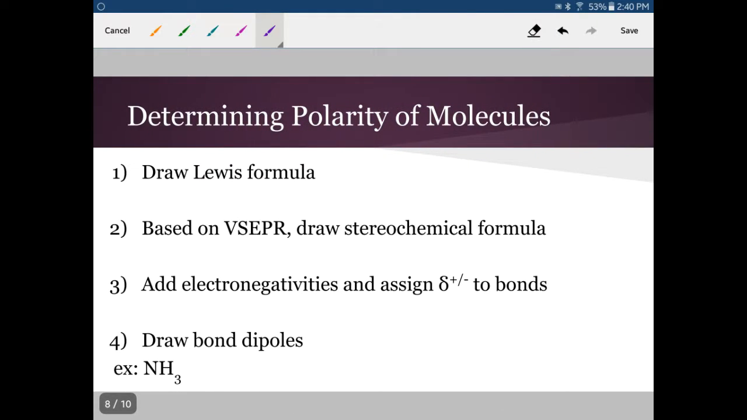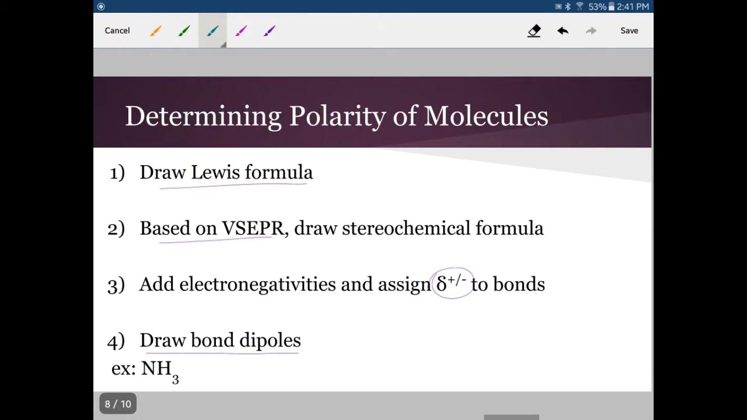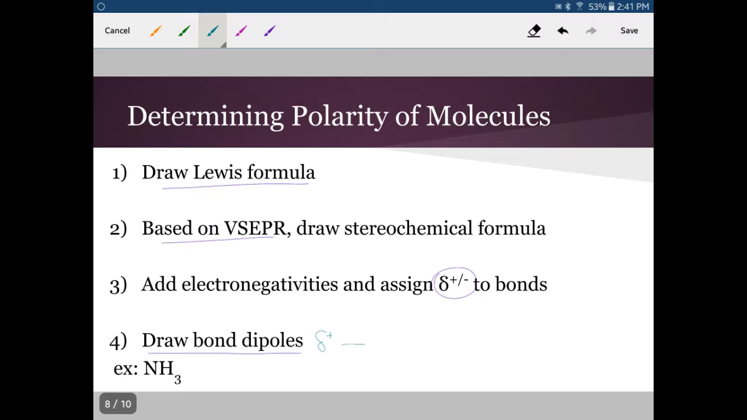Now, a few things. When we determine polarity of molecules, we have to draw our Lewis formula, we have to draw our VSEPR geometry, okay? And we then assign a dipole to our bonds. Okay, then we draw our bond dipoles, again going from our, let's just draw this in, we go from our positive to our negative bond dipole. Okay, and we essentially then can figure out if there is molecular polarity.